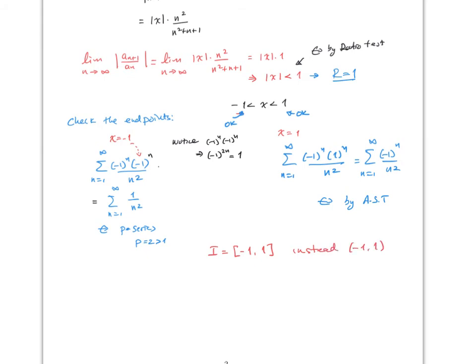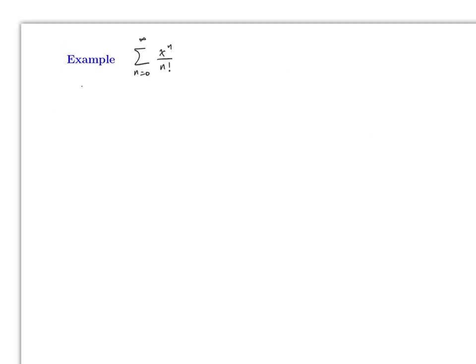So if this would fail, then this would have to be a parenthesis, and if this would fail, this would have to be a parenthesis. Okay, so the interval of convergence could have, at the very least, parentheses, and at the best, brackets. Okay. All right, so let's try another example.